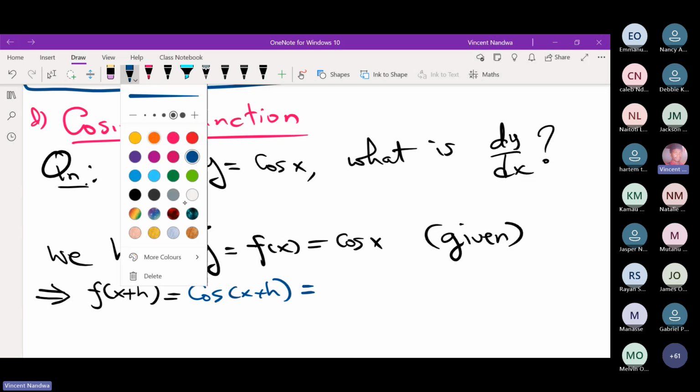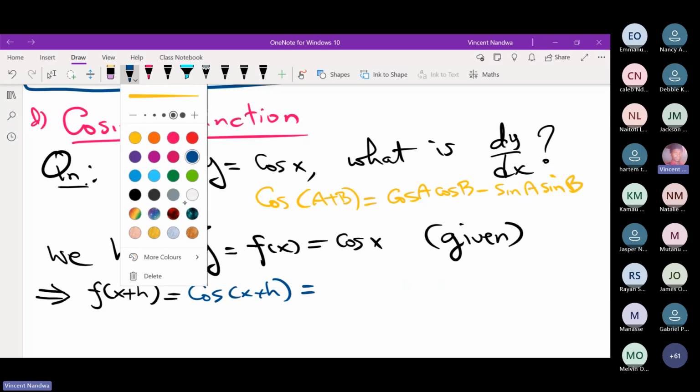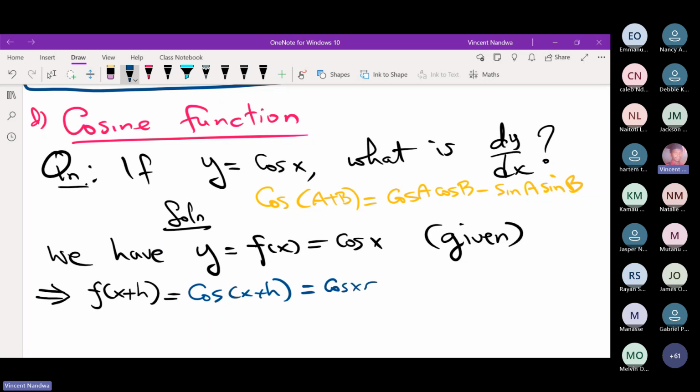Then I want you to go to your toolbox and tell me what is cos of a plus b. Cos A cos B minus sin A sin B. Correct. This is by definition. So it's the same thing we do here. So cos of x plus h is the same as cos x cos h minus sin x sin h. That's by definition.